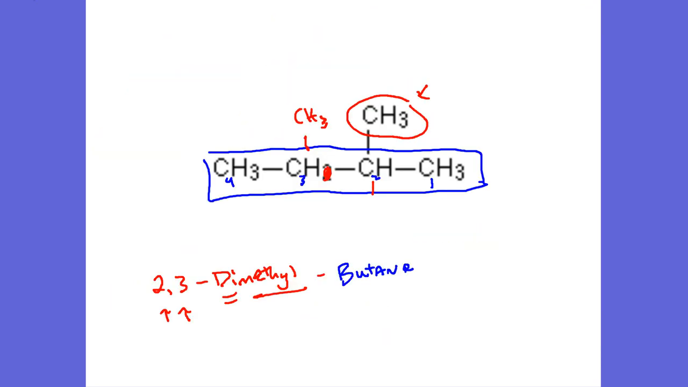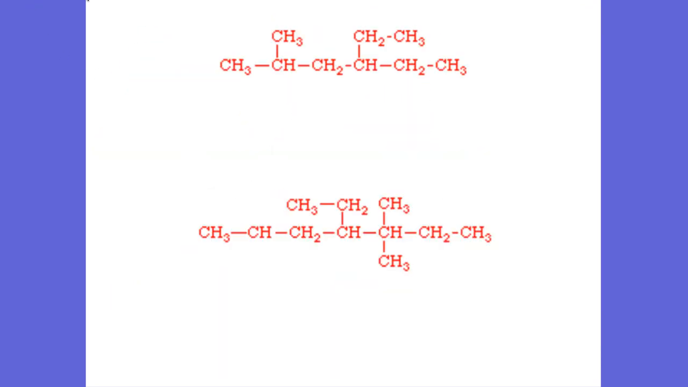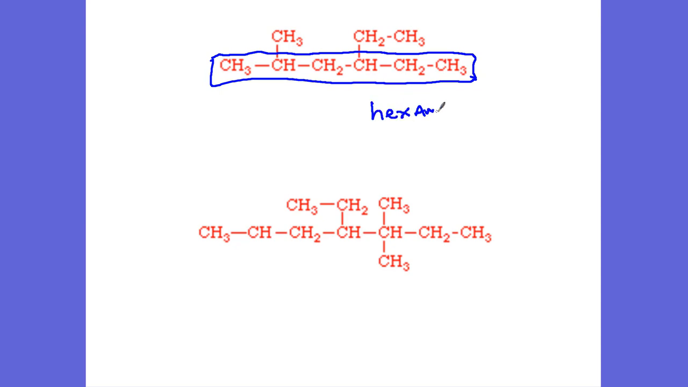So let's go through a few examples. Okay, let's go through these examples, they will hopefully help. So let's see. We're going to get our longest chain. Let's see, 1, 2, 3, 4, 5, 6. 6 is the longest chain. Okay. So my longest chain is 6, which means I'm going to call it hexane. That's my parent chain. Now let's look at my substituents. I have a methyl group right here. I have an ethyl group right here. Now I have to determine, how am I going to number this?